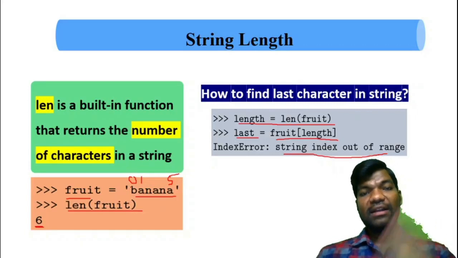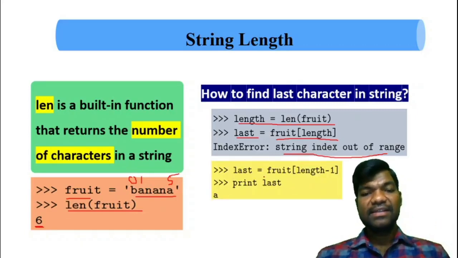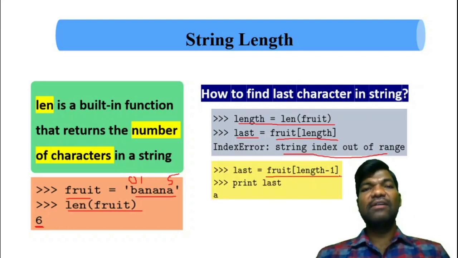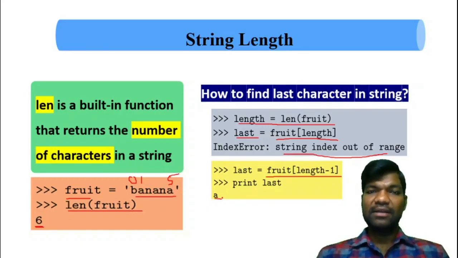That's why the last character calculation is like this: fruit of length minus 1. So you will get the last character, right? Let's check these examples in Jupyter Lab.